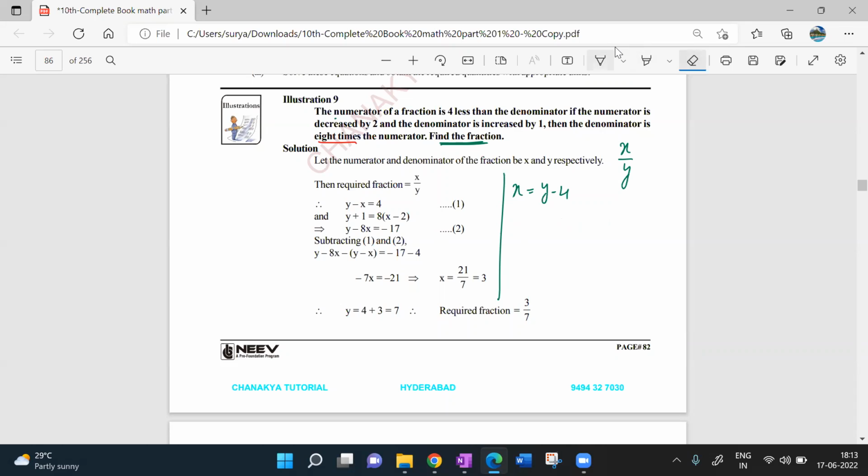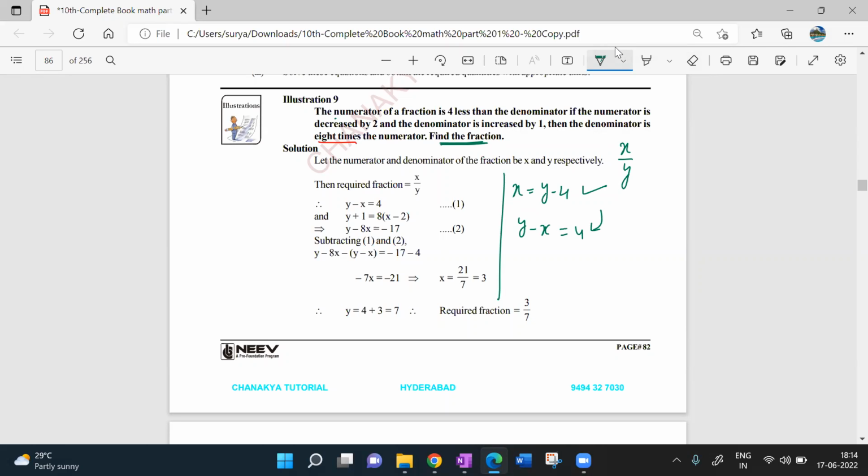Very simple. Let us write everything: x minus y is equal to minus 4, right? So what we do here is y minus x is equal to 4, correct? This is what he has given. From that I wrote this.